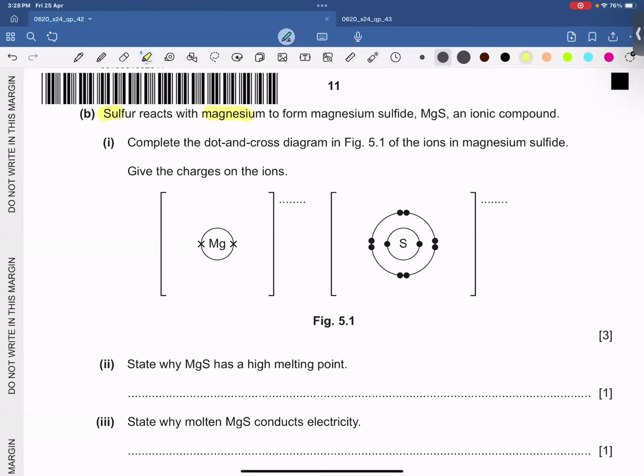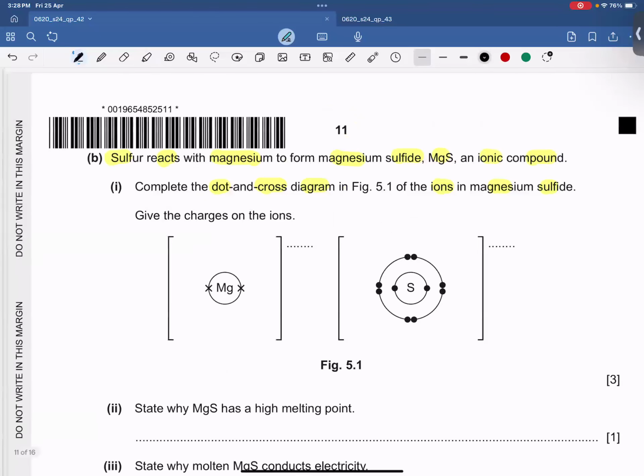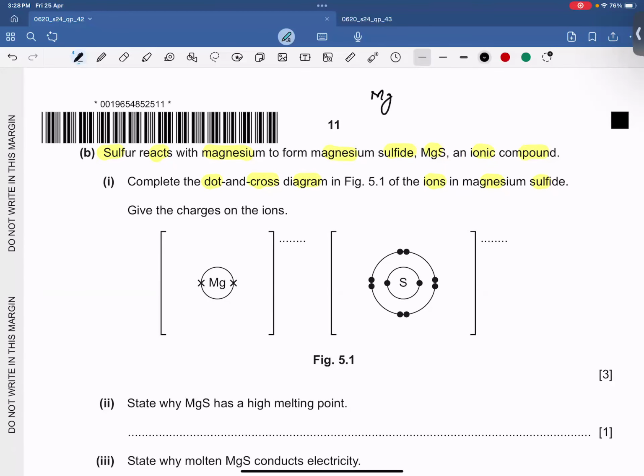sulfur reacts with magnesium to form magnesium sulfide, which is an ionic compound, containing ionic bonding. Draw a dot and cross diagram of the ions in the magnesium sulfide. Okay, first of all, let's talk about magnesium. Magnesium has an atomic number of 12, so it has 12 electrons. First shell contains 2, second shell contains 8, and third shell contains 2.